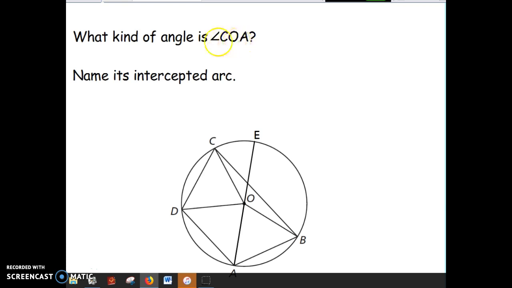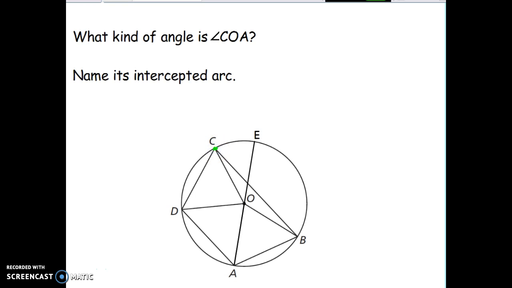So COA, these are the 3 points on that angle, so we start at C, find O, and then over to A. So we have this angle right here. Now the vertex of that angle is at the center of the circle, so we know that this is a central angle.